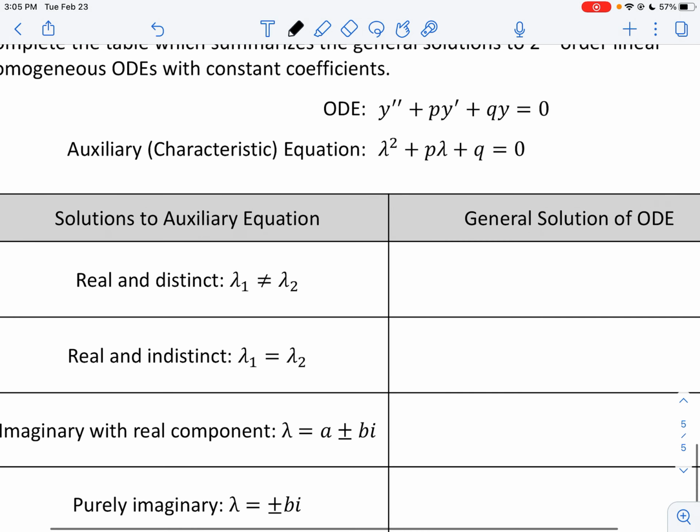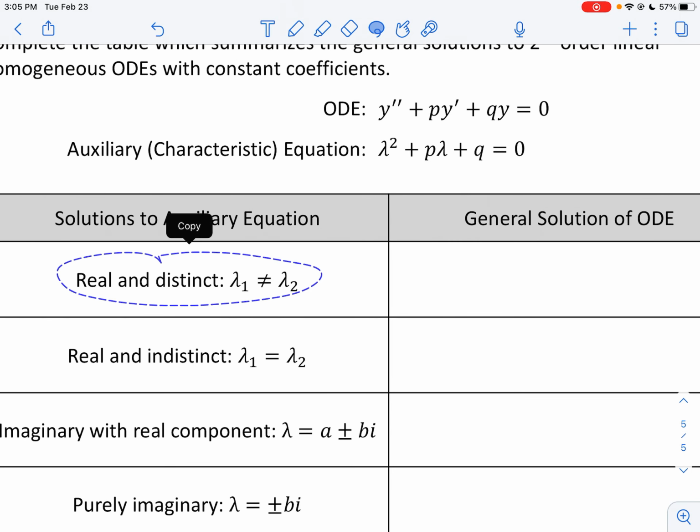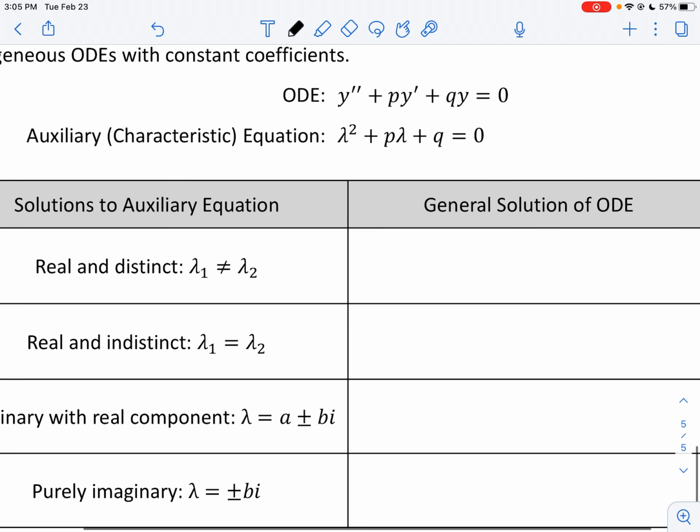So in the first case that we saw in our first example, when the two roots of the auxiliary equation are real and distinct, then our general solution is created by saying y is equal to some constant c1 times e to the first lambda times t, and then plus a second constant c2 times e to the second lambda times t. And this forms the general solution.